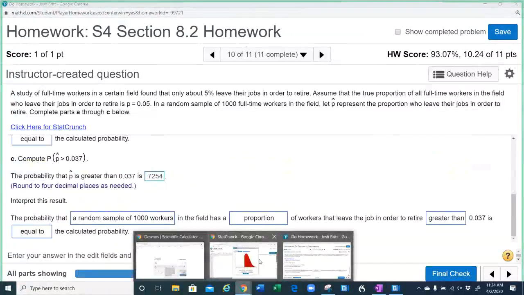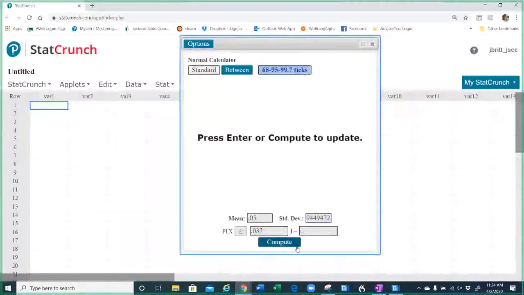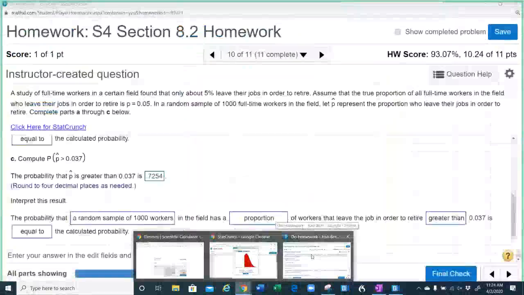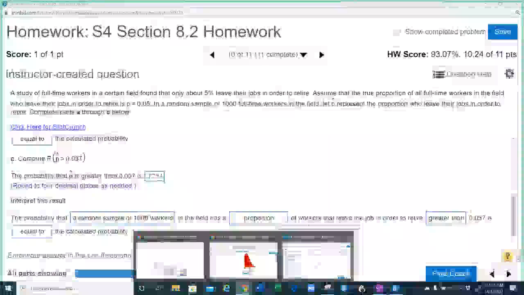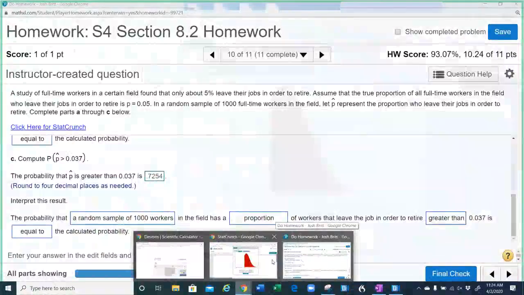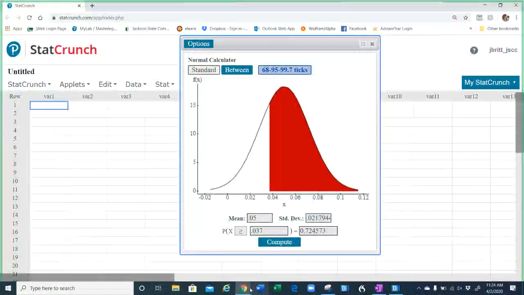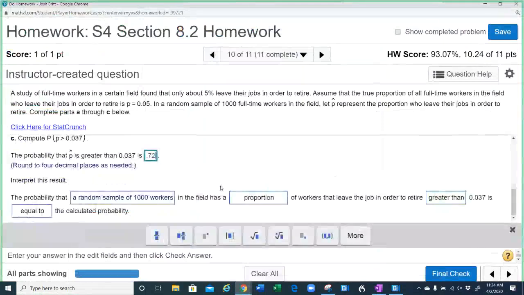Okay, I'm going to go with the most decimals here. And let me double check. 0.037. And we did greater than 0.037. So 0.7246. So let's go with 0.7246.